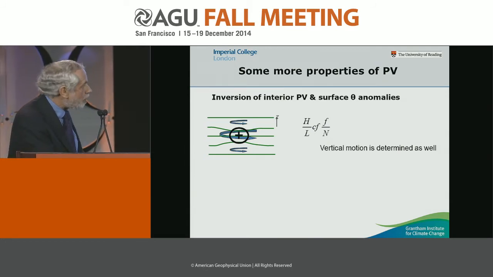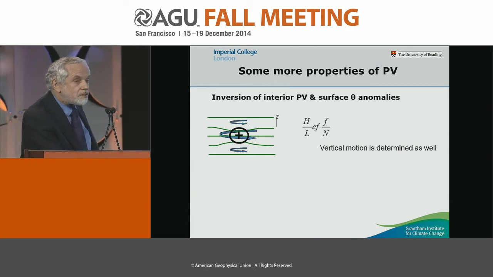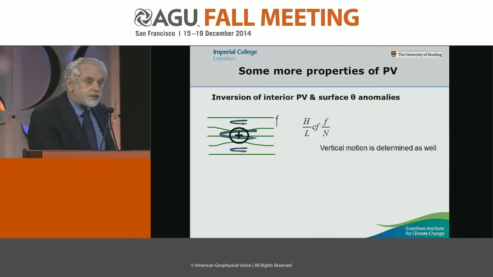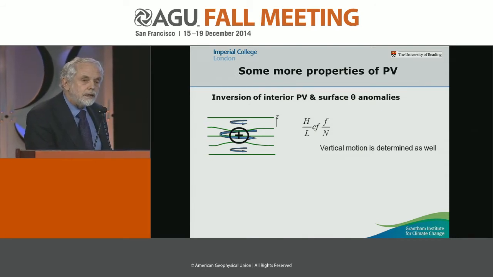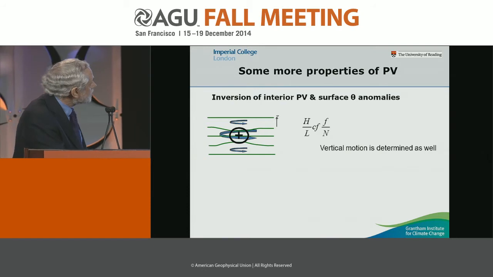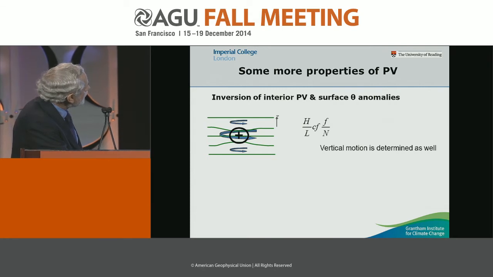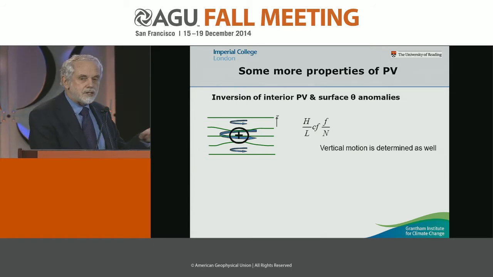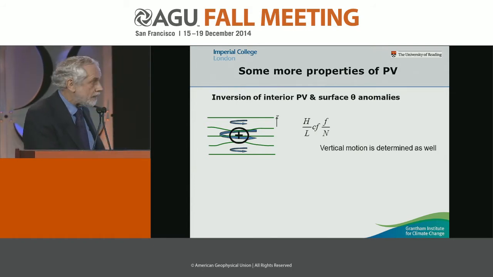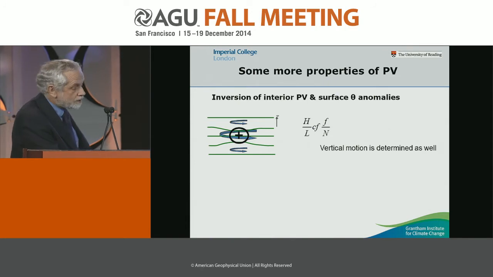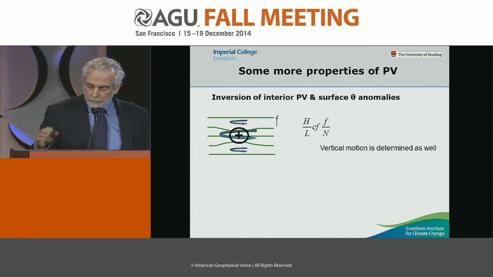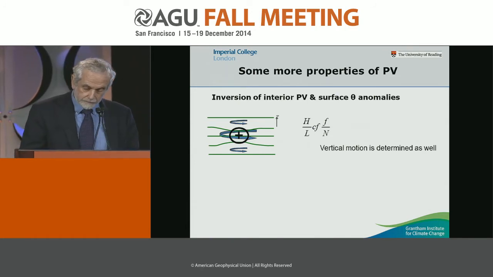But if you go to the tropics, and the vertical scale is set by deep convection, then that means that this number, H over L, is a lot larger than f over N. And that means that most of the anomaly goes into the circulation in the tropics. So potential vorticity is really a surrogate for vorticity when you get to the tropics. But as you go to higher latitudes, then you get more of this equipartition.